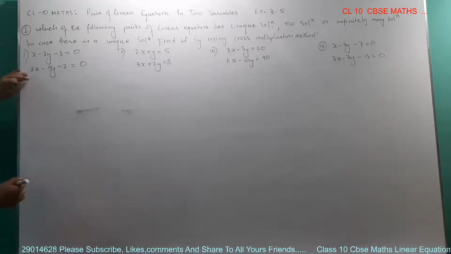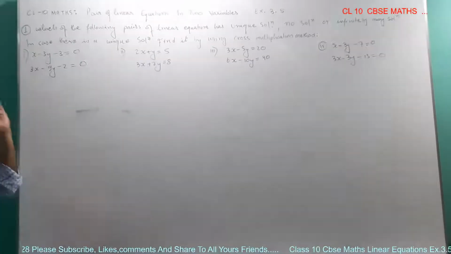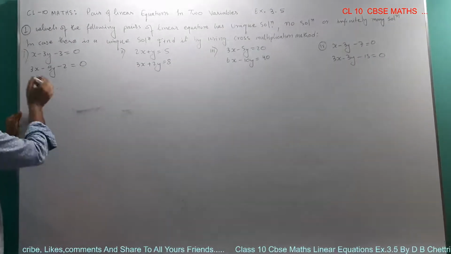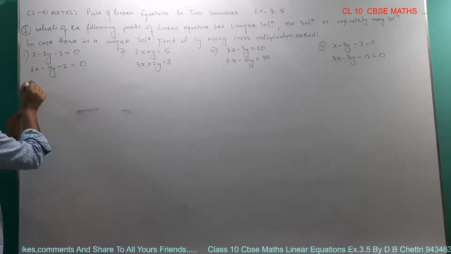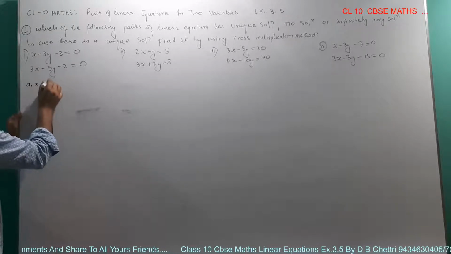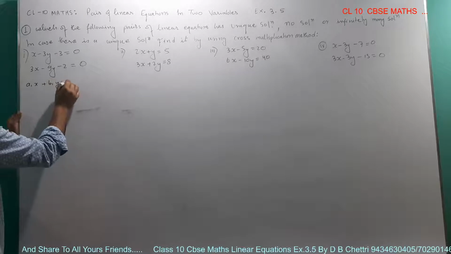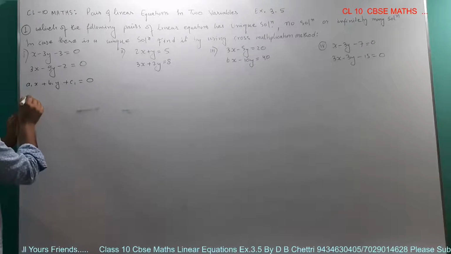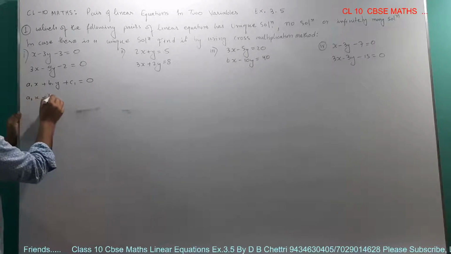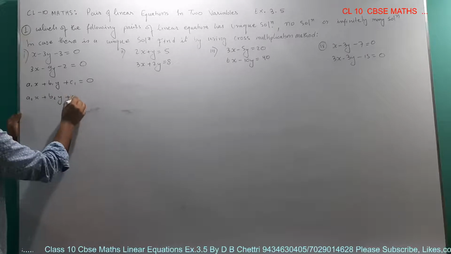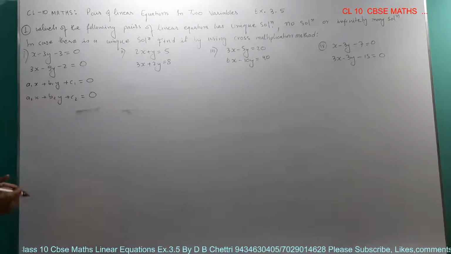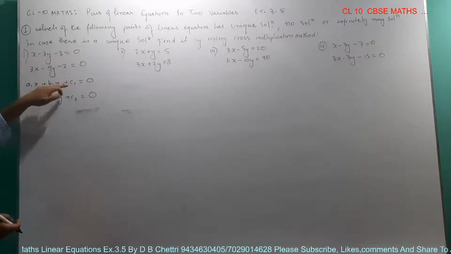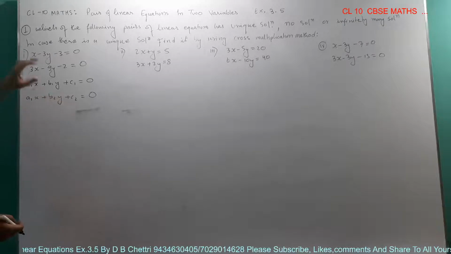Now we are going to compare these equations with the general form of linear equations. I'll write the general form of a linear equation. The general form is a1x plus b1y plus c1 equals 0. Then a2x plus b2y plus c2 equals 0. Now we need to find the values of a1, b1, c1, a2, b2, c2 from these equations.